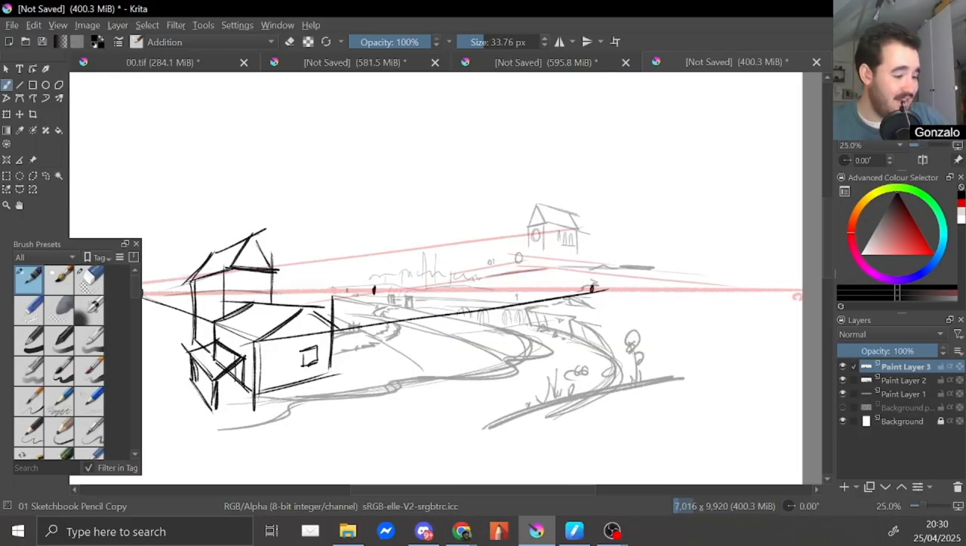I hope that helped. Really loving the piece you're doing, by the way. I think the composition is fantastic, and again, I really like the castle. It's really pretty. It's really good.